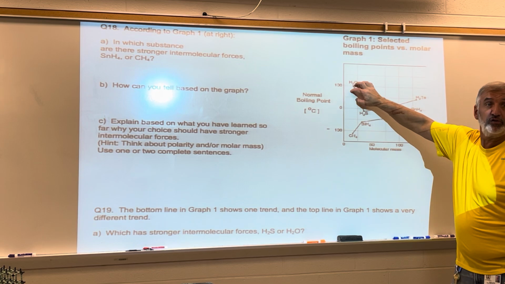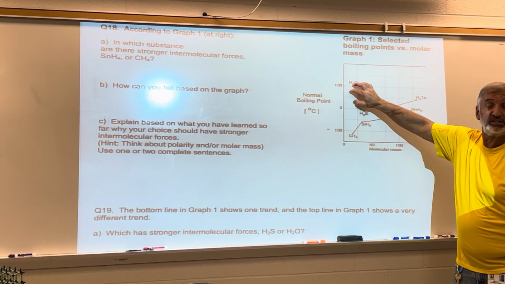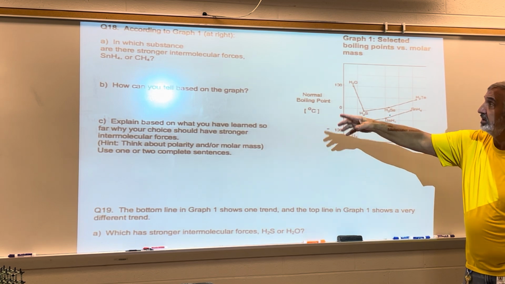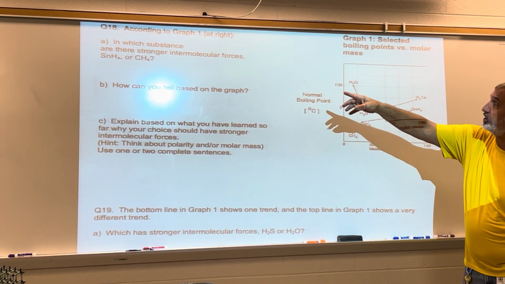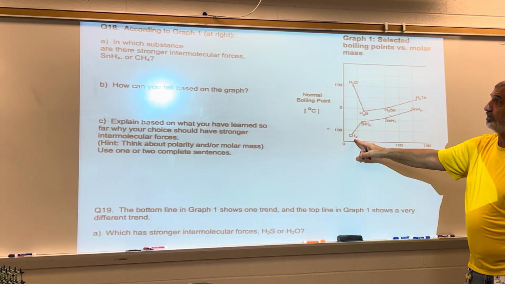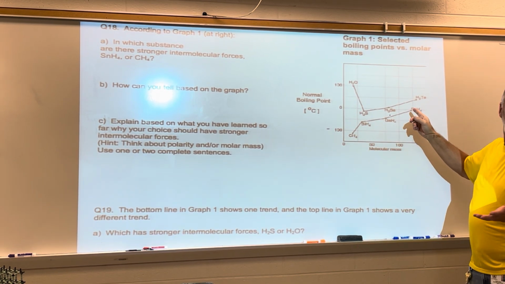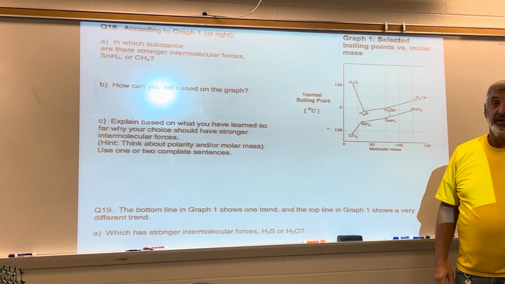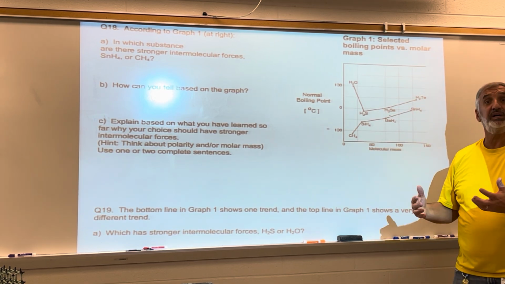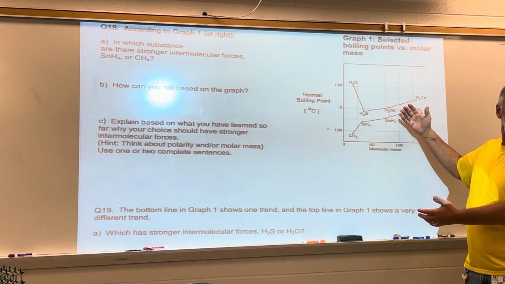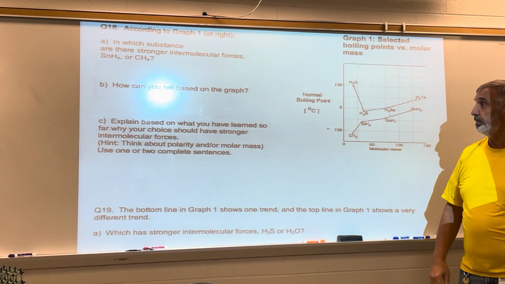This is what you look for. This is the type of question that they're going to ask: why is this one unique? What's going on here? In which substance are there stronger intermolecular forces, SnH4 or CH4? Well, how do you know? Because that's the higher boiling point. Then we can explain the higher boiling point because it's going to have a bigger electron cloud, stronger LDF. But that question just says why, because the higher boiling point, that's what determines it.